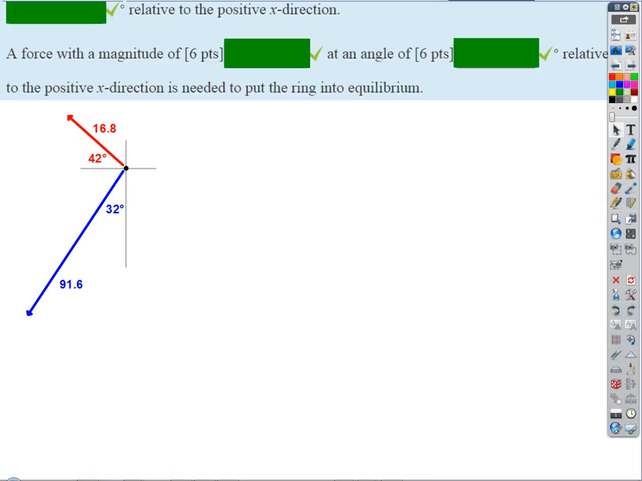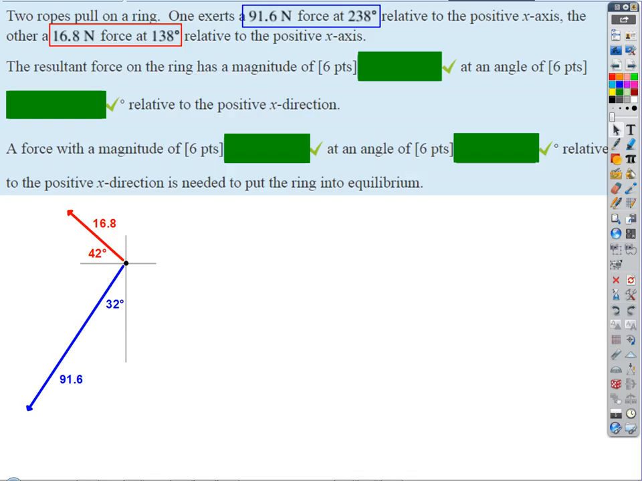Okay, quick look at this. So the ring problem. Okay, so here's an example of the ring problem.